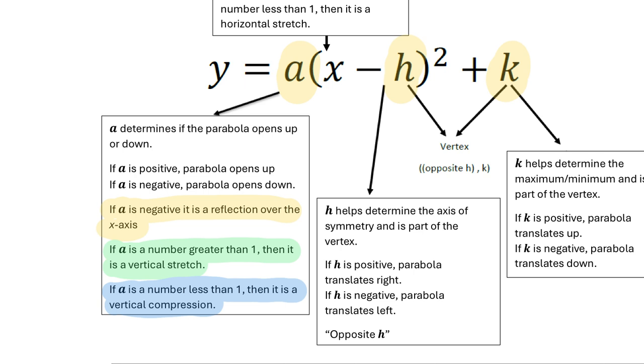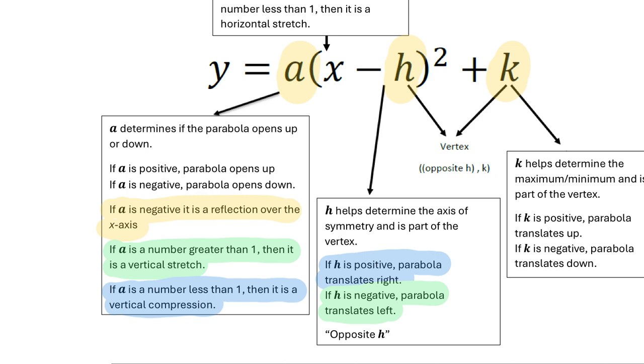Now, H is the number being added or subtracted to X inside the parentheses. It is the X value of the vertex, but a horizontal transformation is backwards. So if H is positive, then it will shift to the right. If H is negative, then it will shift to the left. And that's all that we're going to worry about. So remember, a horizontal shift is backwards.